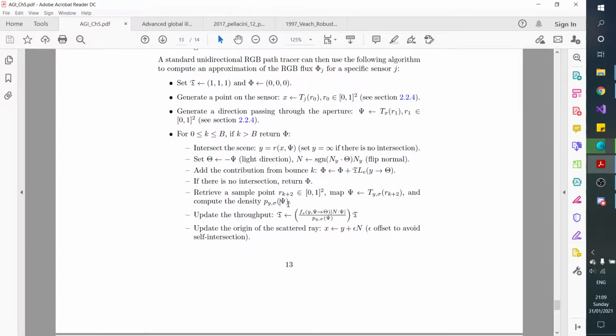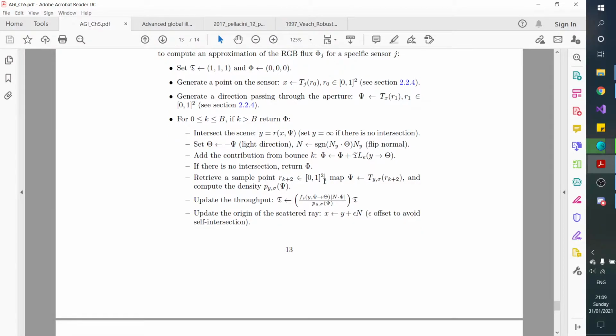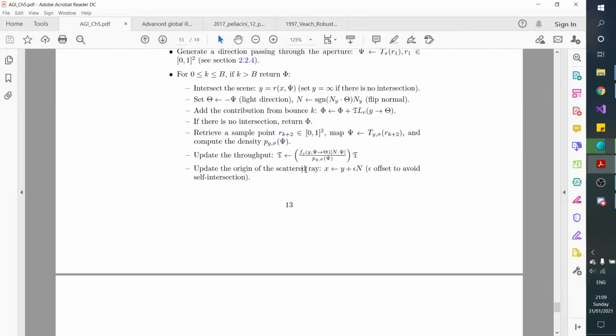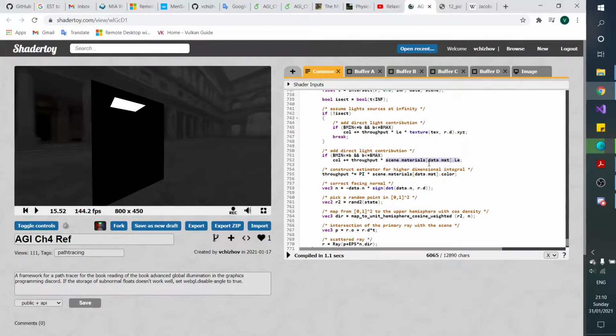Now the next thing that we want to do is scatter our ray for the next bounce. We pick a random point in [0,1] squared, so the unit square. From that random point, we generate a scattering direction. This is a mapping that gives you that direction, let's say on the upper hemisphere, and we compute the density of that. We also need to evaluate the BRDF and the cosine, divide by the density, multiply by the throughput, and update the new throughput. So this is really the attenuation that occurs at this very bounce. And we can see that in the code.